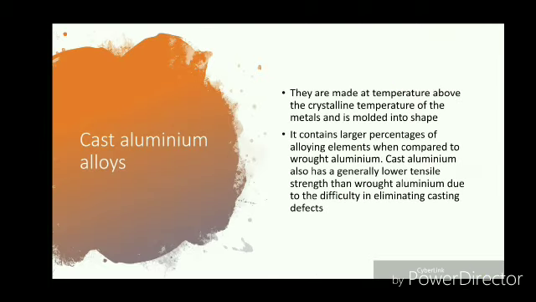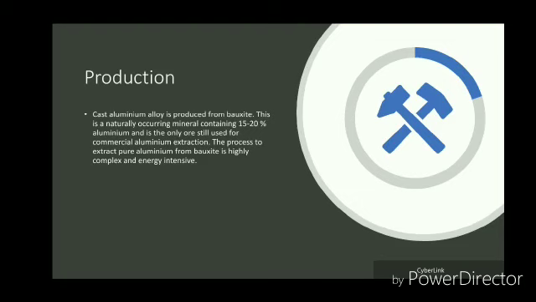Casting aluminum alloys are made at a temperature above the crystalline temperature of the metals and are molded into shape. They contain a larger percentage of alloying elements when compared to wrought aluminum alloy. Cast aluminum also generally has a lower tensile strength than wrought aluminum due to the difficulty in eliminating casting defects.